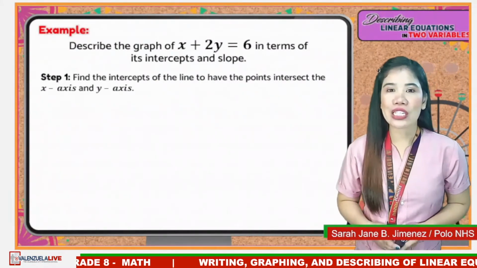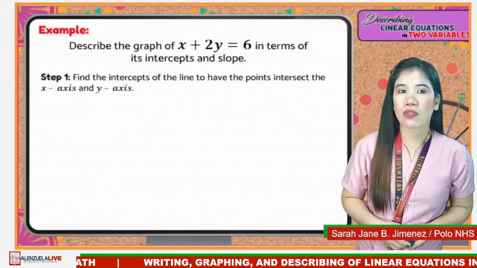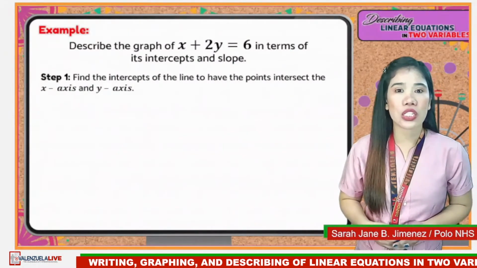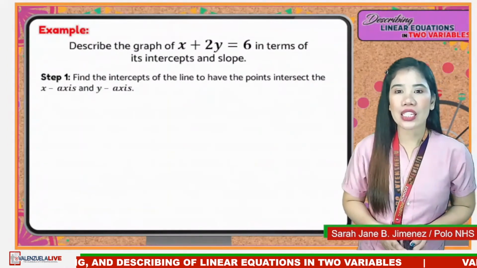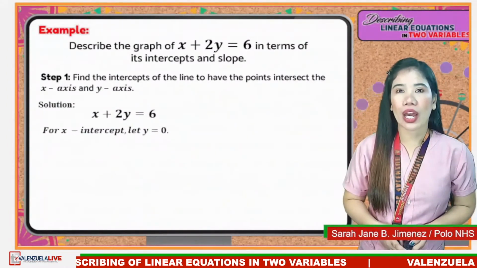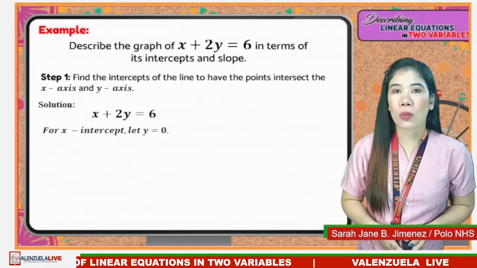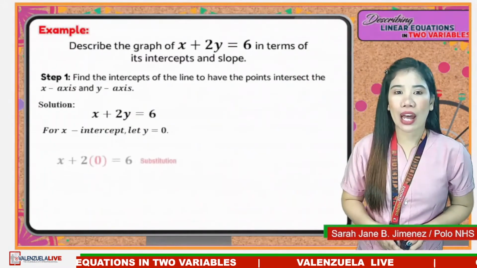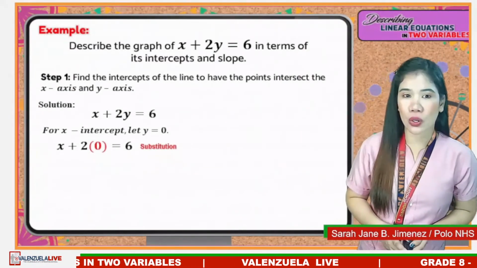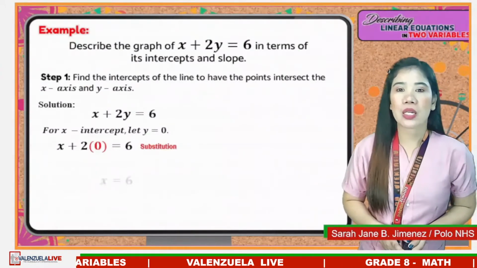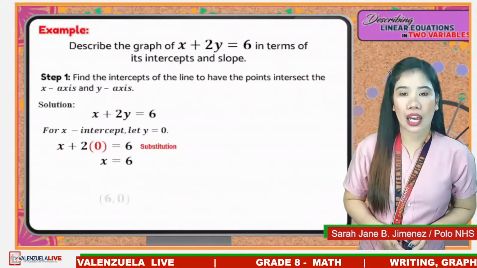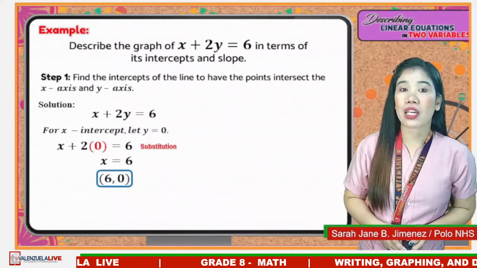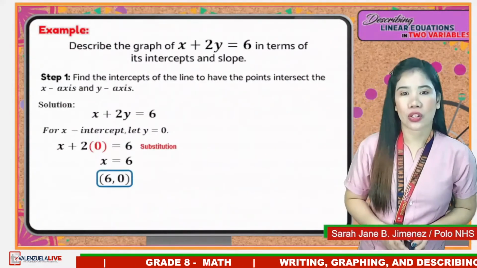For the first step, find the intercepts of the line, the points that intersect the x-axis and y-axis. For the x-intercept, let y = 0. So by substitution, we will have x + 2(0) = 6. Simplifying, the value of x is equal to 6. Hence, the x-intercept is (6, 0).